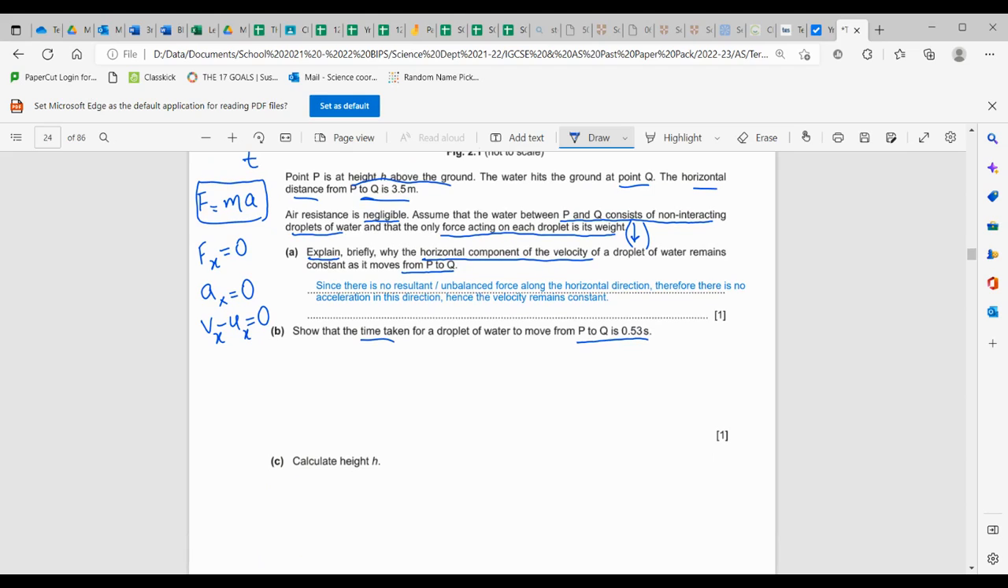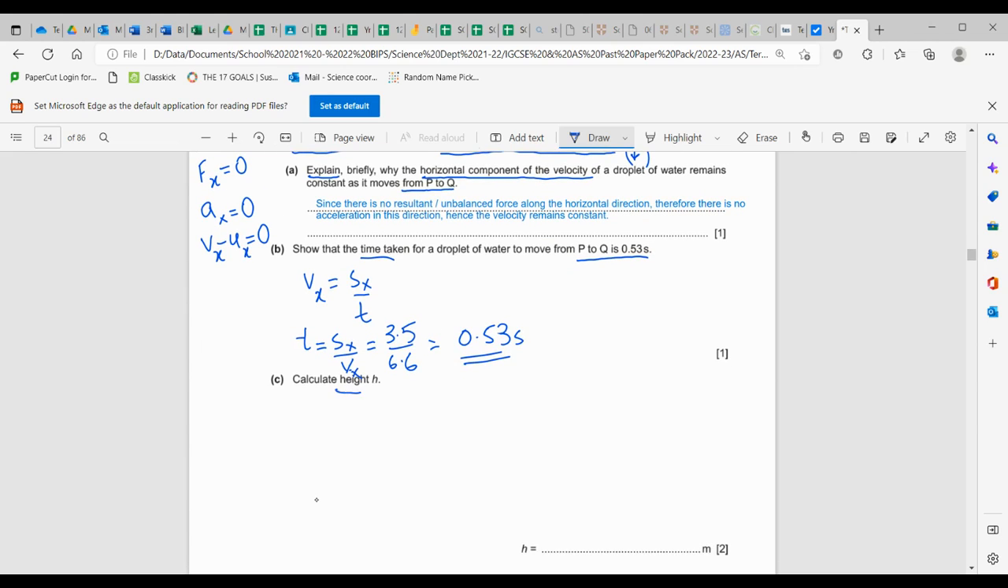We can simply use the basic definition of velocity, which is rate of change of displacement. And since I'm writing it all for the horizontal component, I'm using the subscript x with the velocity and the displacement. I can rearrange the equation making t my subject, and I end up getting sx over vx. As a result, I will get 3.5 divided by 6.6, and the calculation will give me 0.53 seconds, which is exactly what we had to prove. 0.53 seconds. So this is my answer.